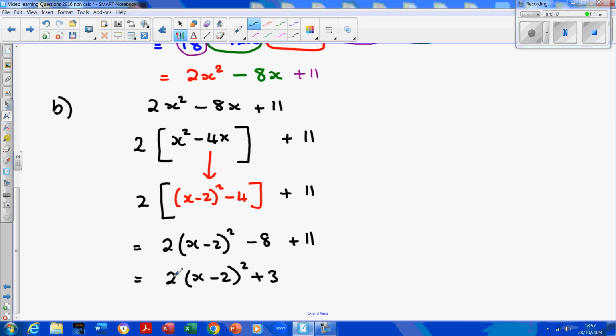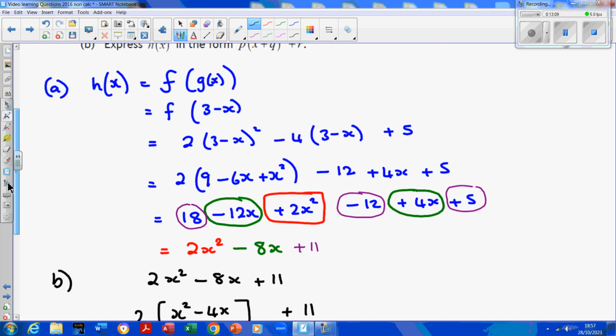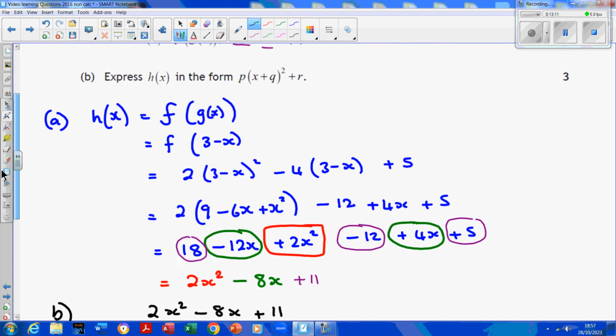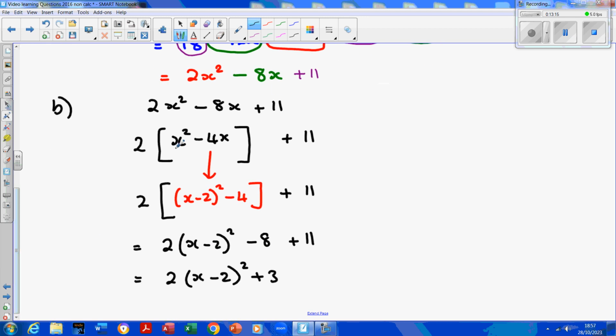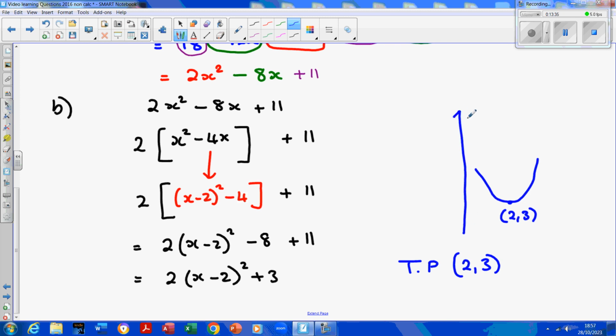Now, you're not asked this in this question. It just says, and we'll scoot back up there, express h(x) in the form. So we've done that. So this is a wee extra bit. The turning point for that one is, remember, change and keep, so (2, 3). So that means you have got a parabola. It's an x squared term, so it's a parabola. The lowest point, the turning point, is (2, 3). It's a minimum turning point, so it's got a minimum value.